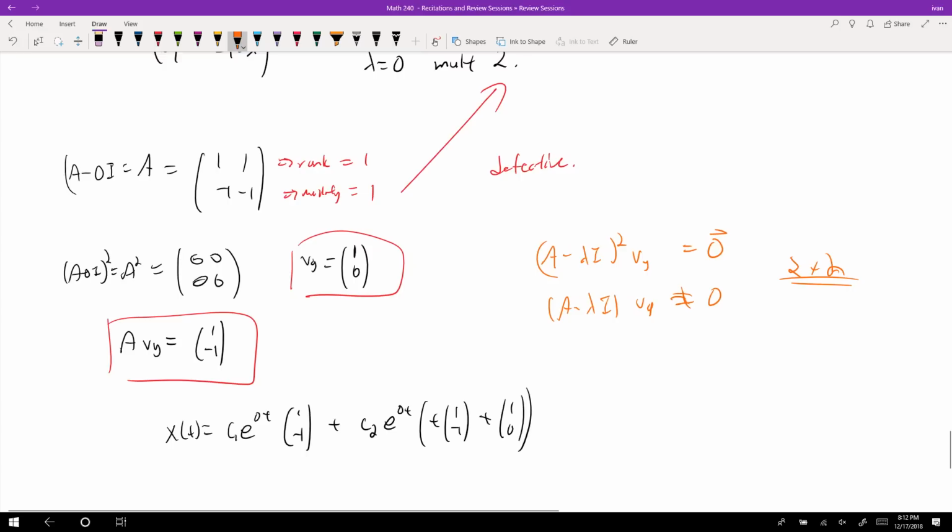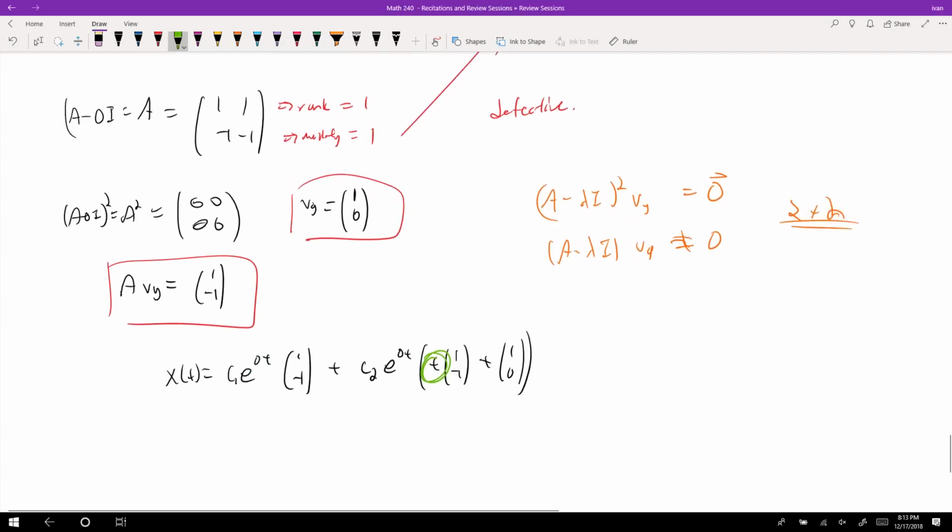Okay, well, that's not the point of this problem. This just happened to be a defective matrix. The point of this problem is, are the solutions bounded when t goes to infinity? The answer is no. It's because of this pesky t right here. That's the t that blows everything up, because every other t gets eaten up by the zero.